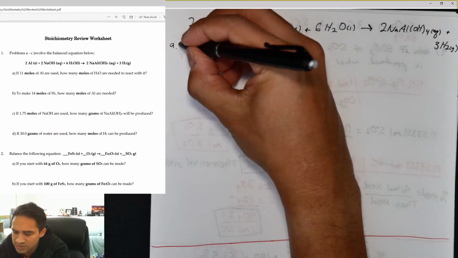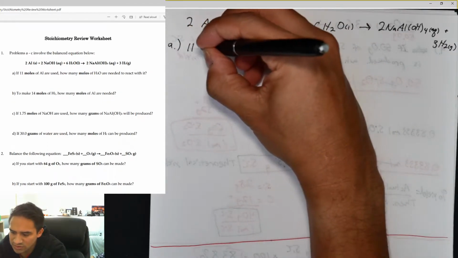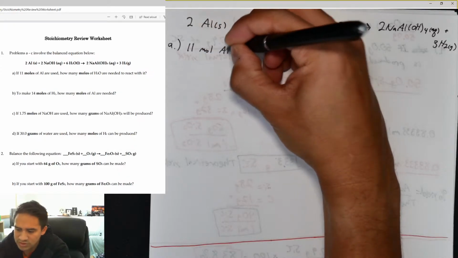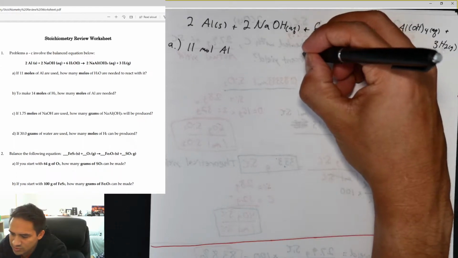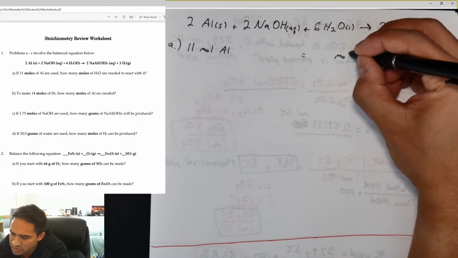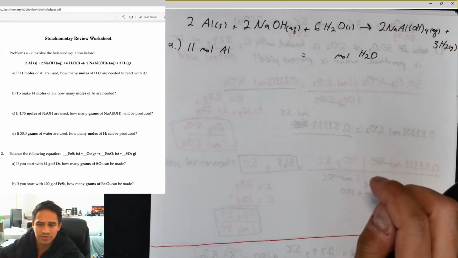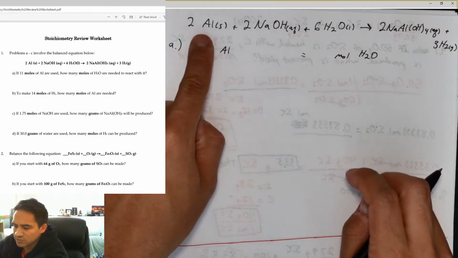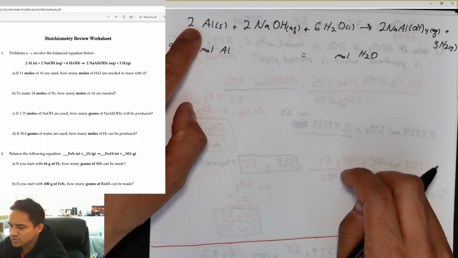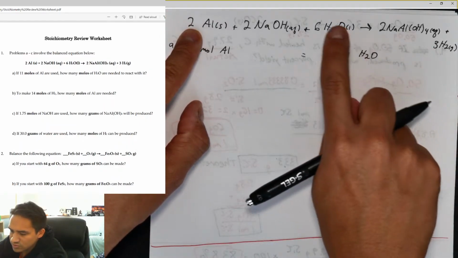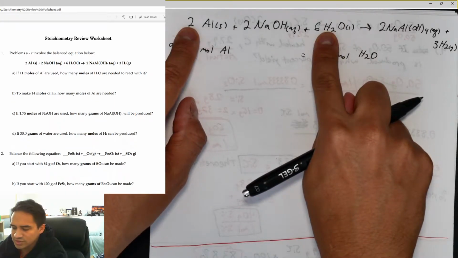Part A. It says, if 11 moles of aluminum are used, so we're starting with 11 moles of aluminum, how many moles of H2O are needed to react with it? So we're going from moles of aluminum to moles of H2O. To go from moles of one material to moles of another, we need to use the mole ratios in the reaction. So we're going from aluminum, which is 2 moles, to H2O, which is 6 moles. So it's a 2 to 6 ratio or a 1 to 3 ratio.